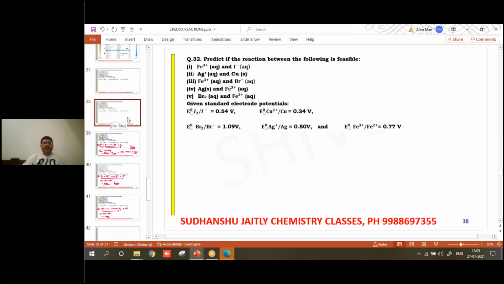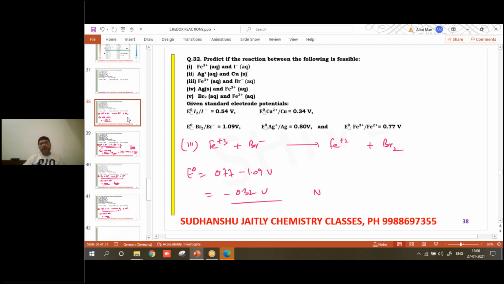ऐसे ही आई एम डूइंग द थर्ड वाला. Ferric bromide, ferrous, and bromine. Ferric is being reduced. उसका potential क्या है? 0.77. Bromide is being oxidized. Volt. Check करो. Minus 0.32 volt. Not possible. Not possible. Please check all of these once again.